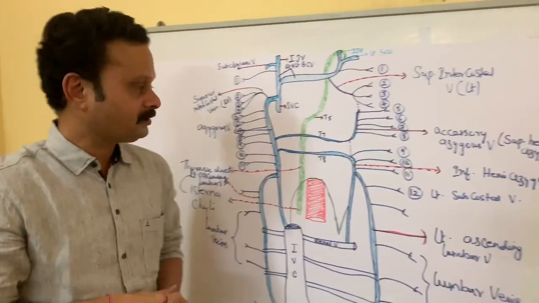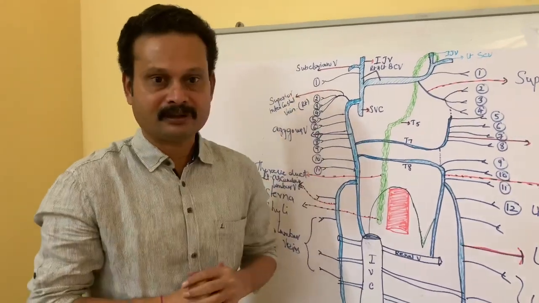This is all about the azygous system of veins and the posterior intercostal veins. Thank you.